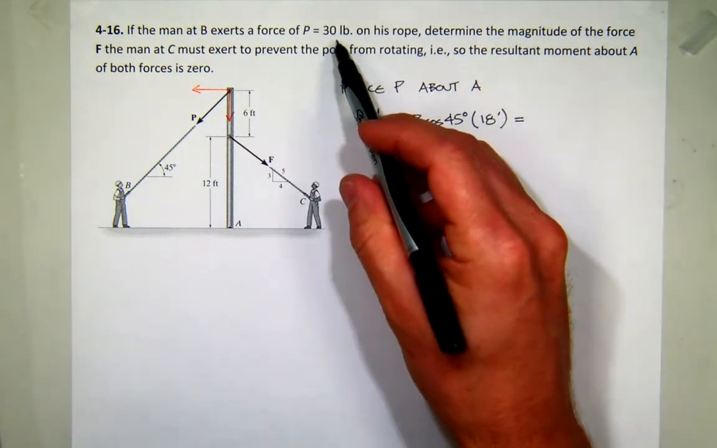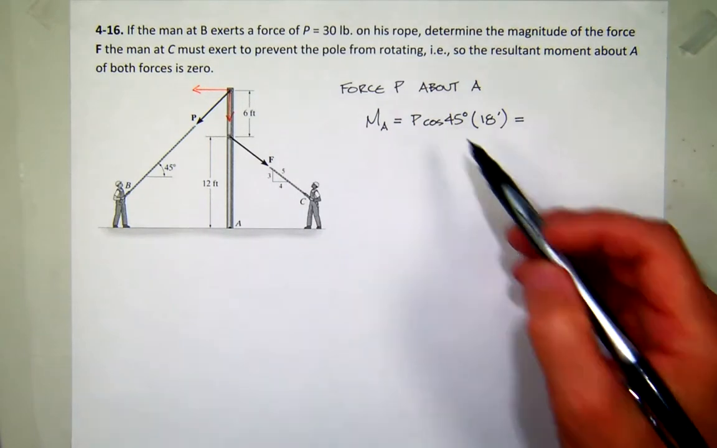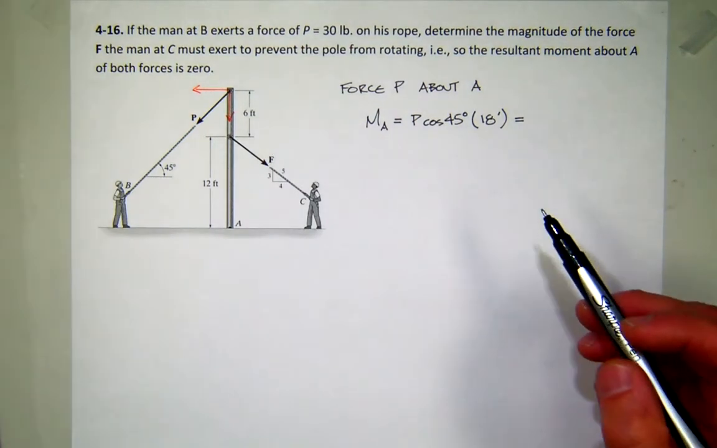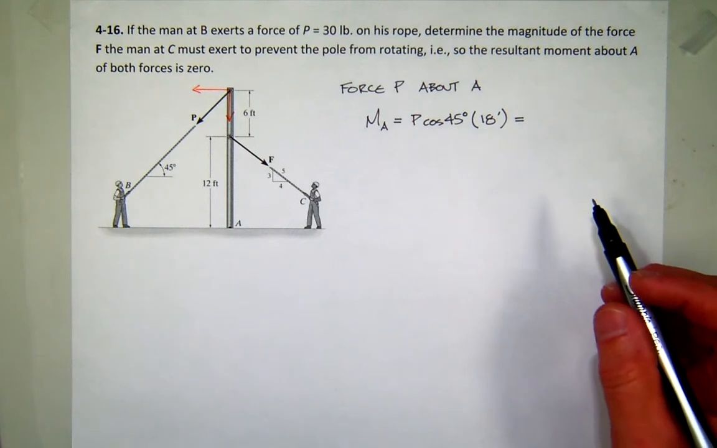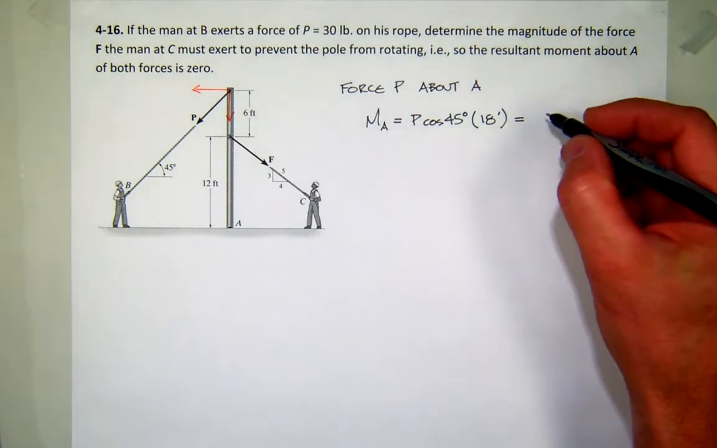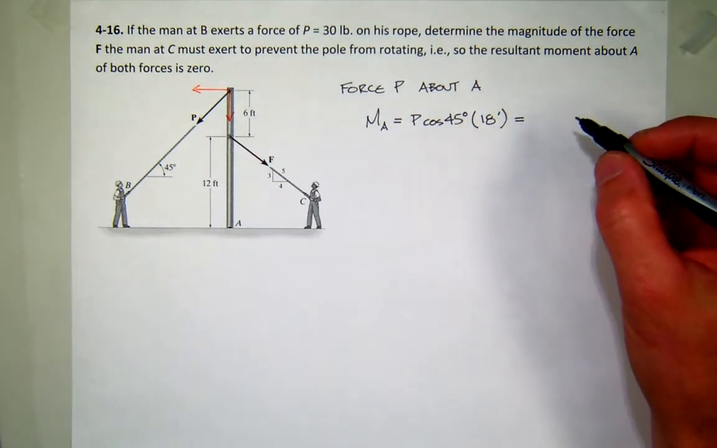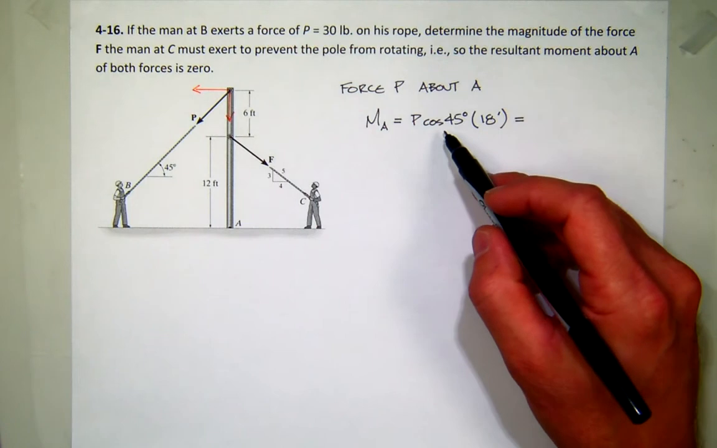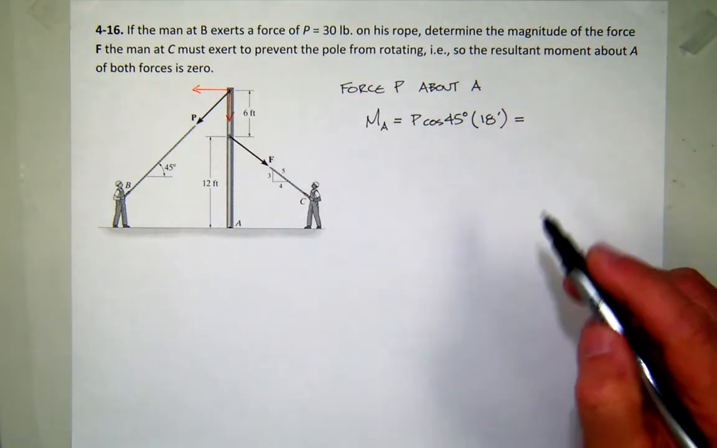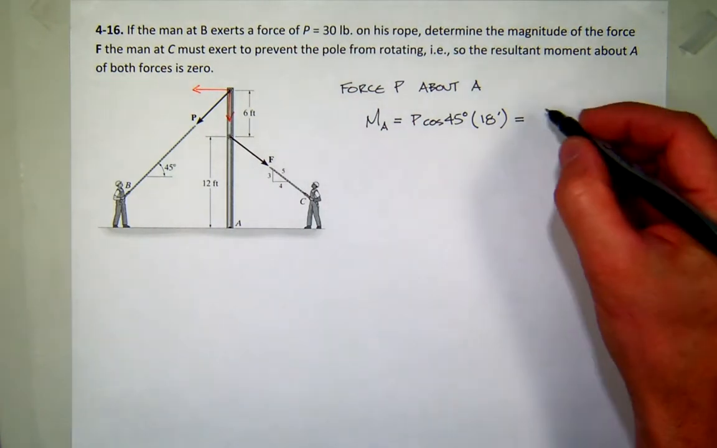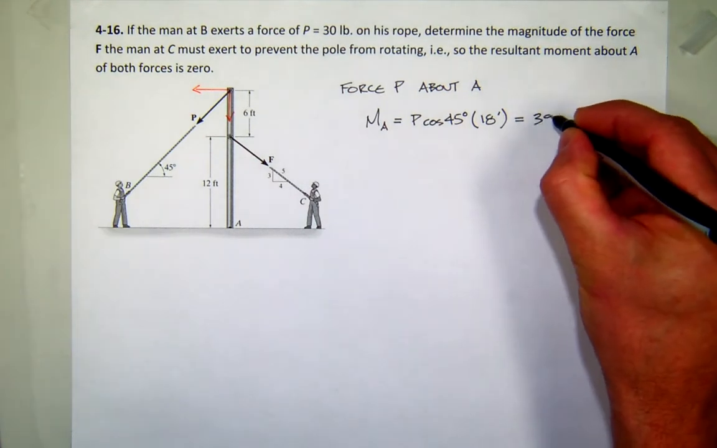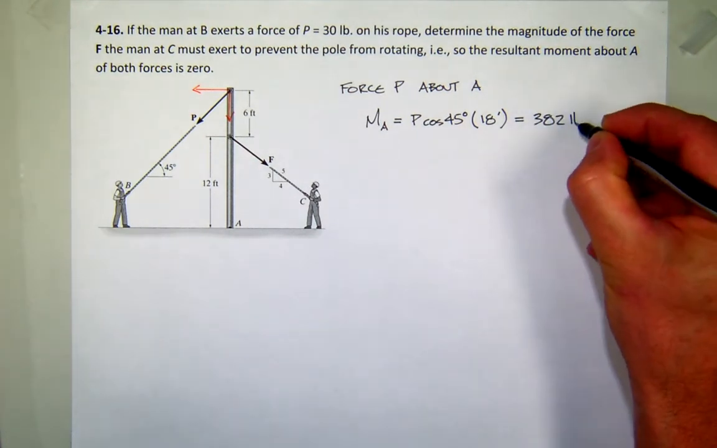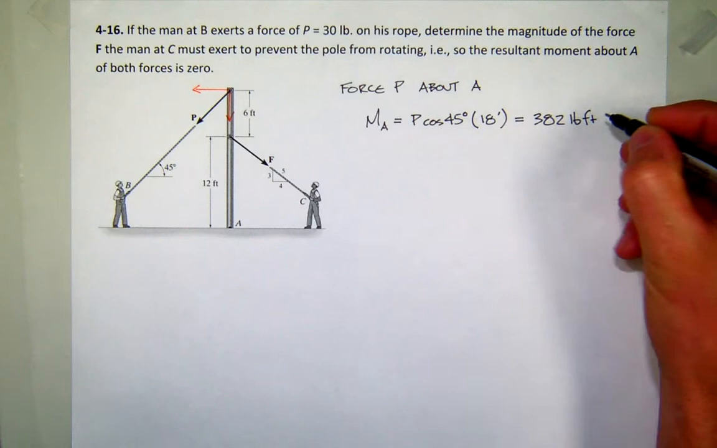Now in this case, since P is 30, someone's going to have to get out of their calculator and tell me what that value is. I don't know what that is off the top of my head. Yeah, and then times 18 to go ahead and get me the total moment. Everybody else get that? Yes? So 382, and that's going to be pound-feet for the units.